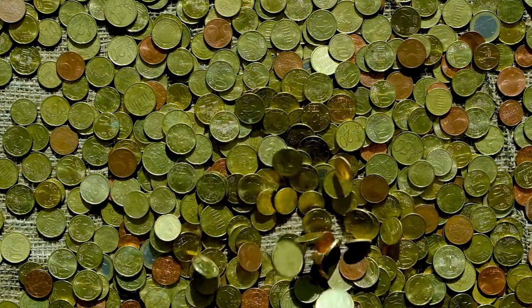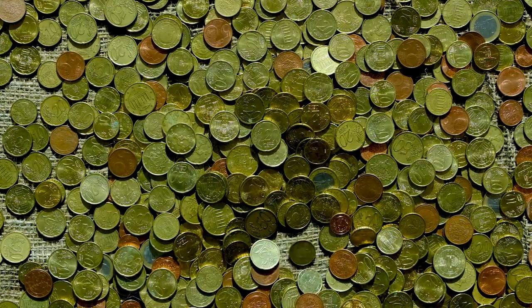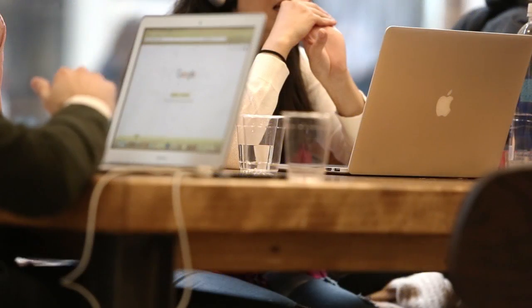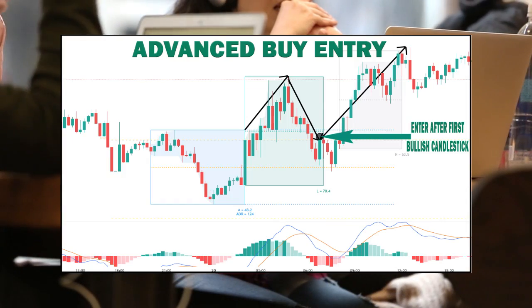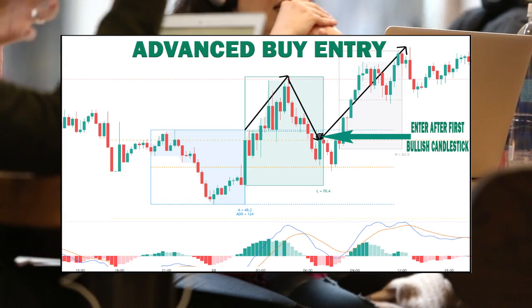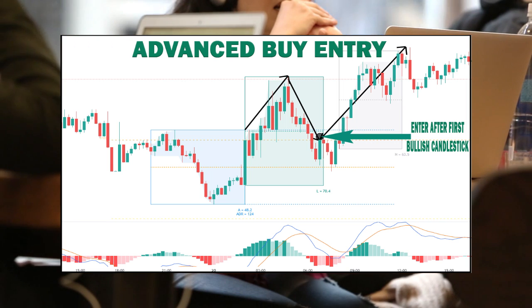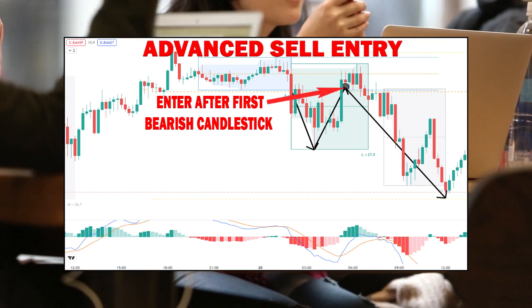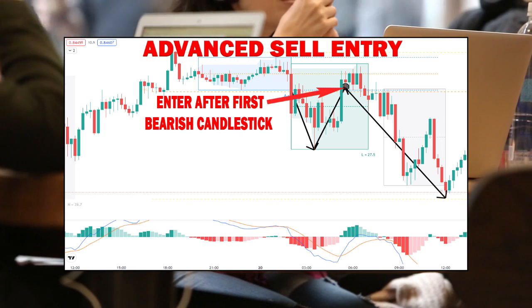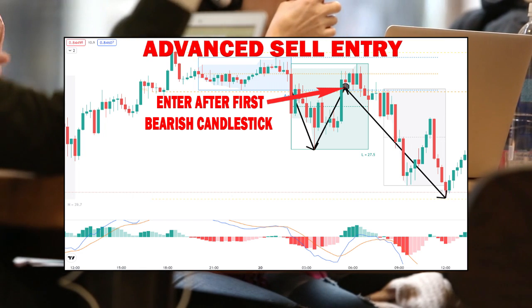Advanced setups, on the other hand, do not use the MACD indicator. For advanced buy setups, you enter exactly after the first bullish candlestick coming off the bounce off of the middle of the Asian session box, while advanced sell setups entry comes after the first bearish candle after the bounce.